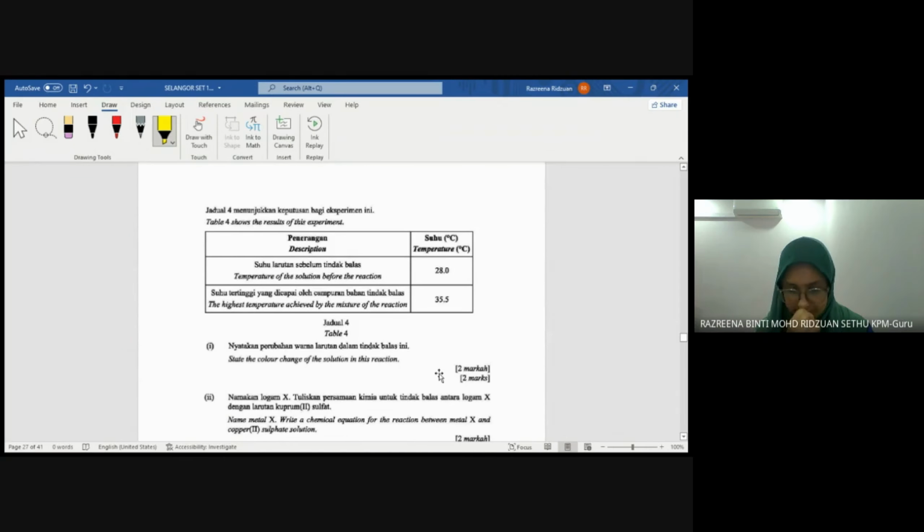Now the table shows the results of the experiment. We can see the temperature of the solution before the reaction is 28 and the highest temperature achieved is 35.5. So you can see that the temperature here has increased. Now let's look at question 1. State the color change of the solution here.